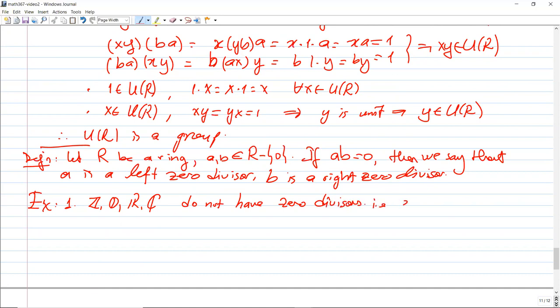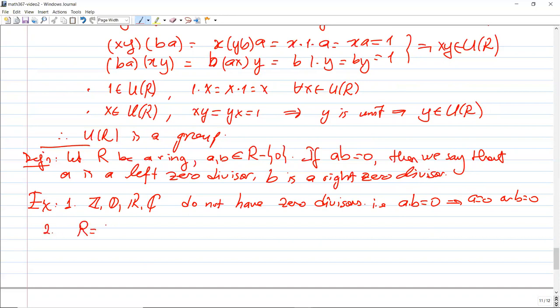Namely, in order to show that it does not have a zero divisor, you need to show that if A times B is equal to zero, then A is equal to zero or B is equal to zero. So A times B is equal to zero is only possible when A is equal to zero or B is equal to zero. But here's an example that we gave before above.